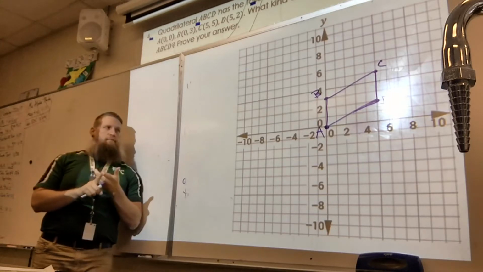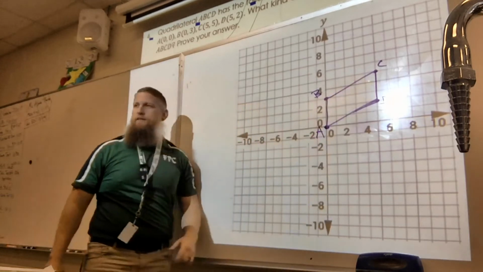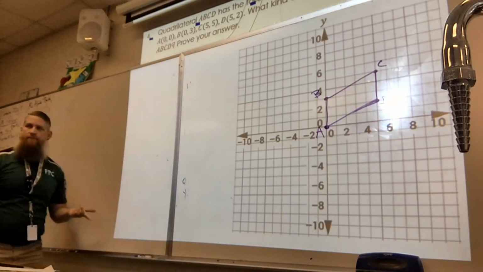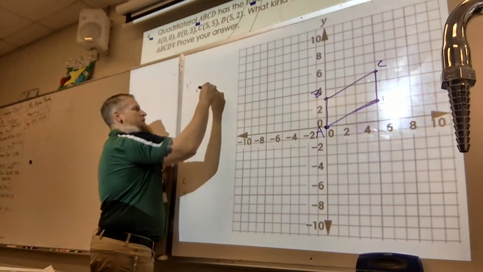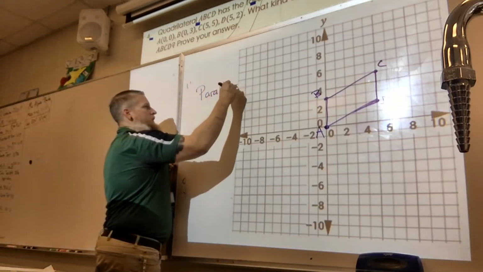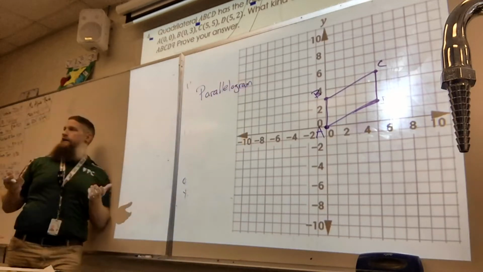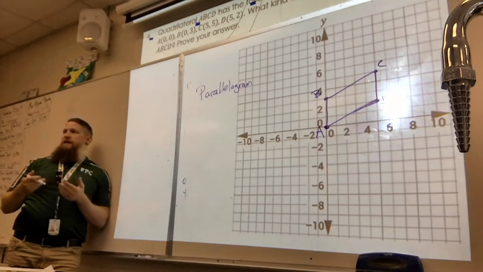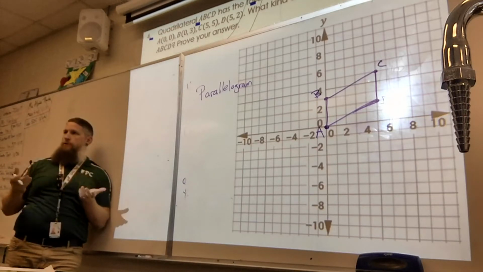But this side and this side are definitely not the same length. So no, it's not a rhombus. So my guess would be that it's a parallelogram. Now, again, since it says prove your answer, I can't just go with, well, it looks like it. You just have to show that they're parallel to each other.